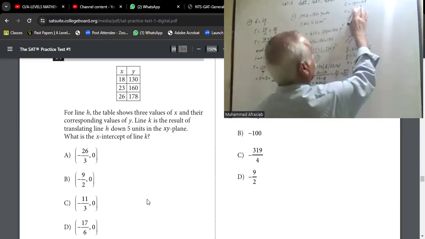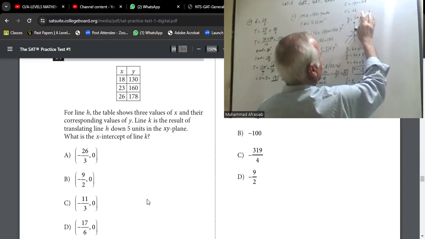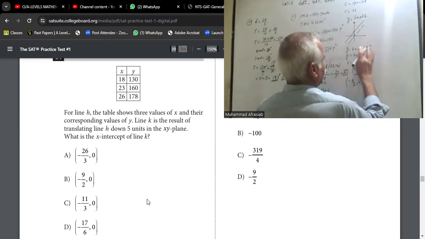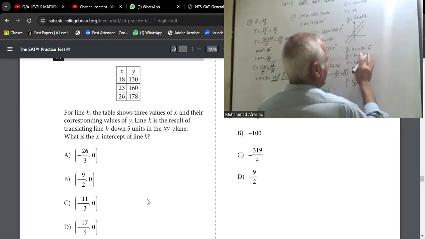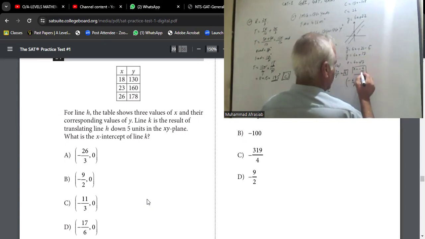108 is, so it should be 22 there. So it is 22 minus 17, that is 17. So it's minus 6 over 70.